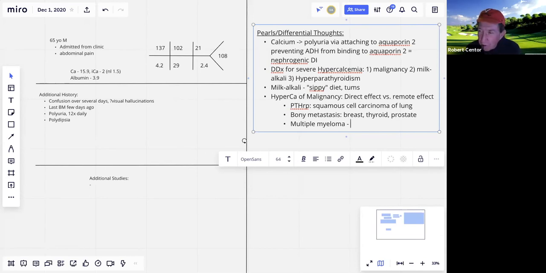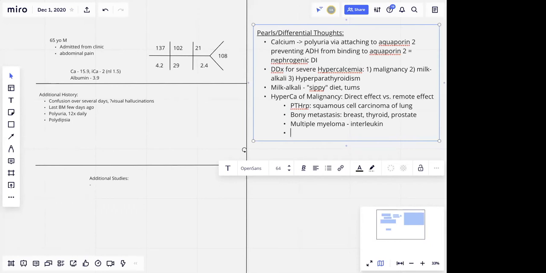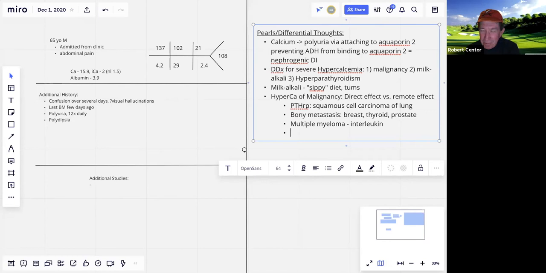And then there's one more way that you can get hypercalcemia that's totally different than these three. And you actually mentioned it before. You actually started to mention it, and then you backed away. So what did you start to mention?